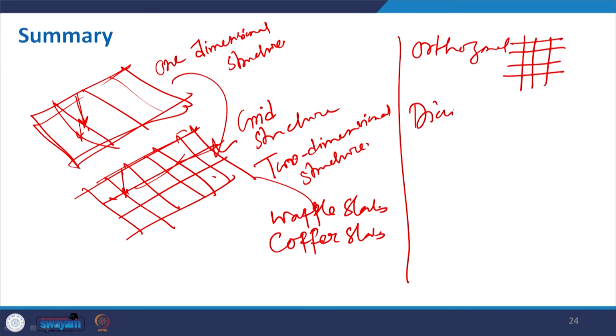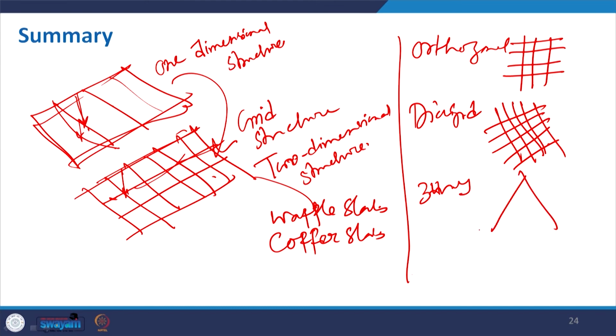We may have a diagrid, where it is not perpendicular. So, we have something like this. Then we have three way, that is basically making this kind of grid, and then last but not the least the woven, where we have seen something like this on the bucket and all.